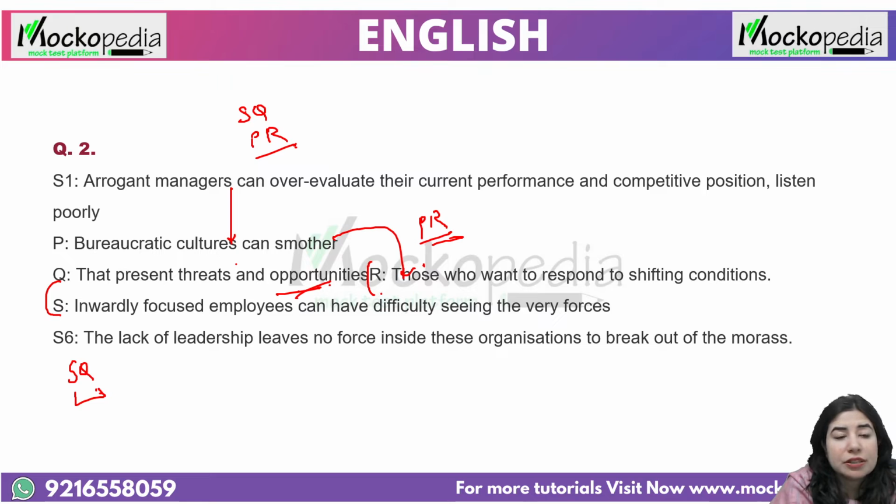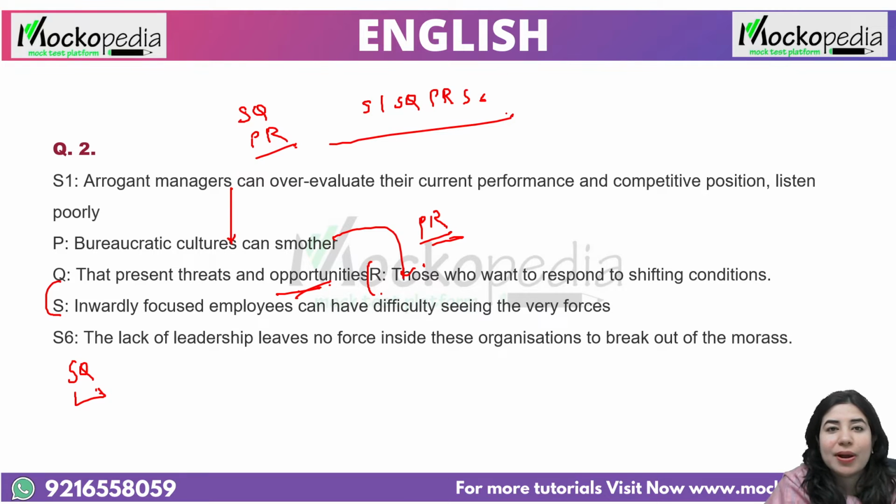So who are presenting threat and opportunities? Arrogant managers, right? So we can already understand that S will go well with S1. Hence the combination that you can pick here is... right. So I hope you are clear.